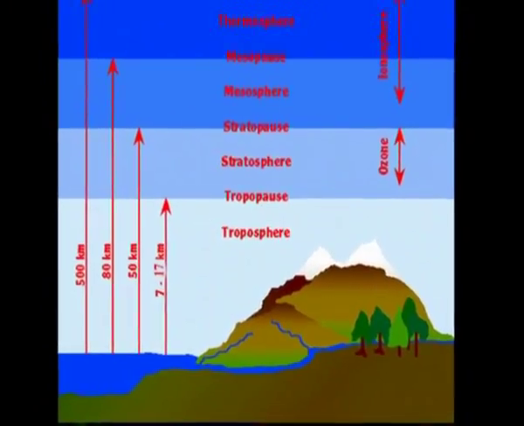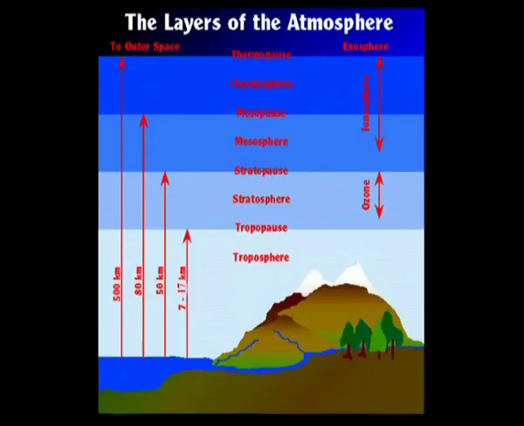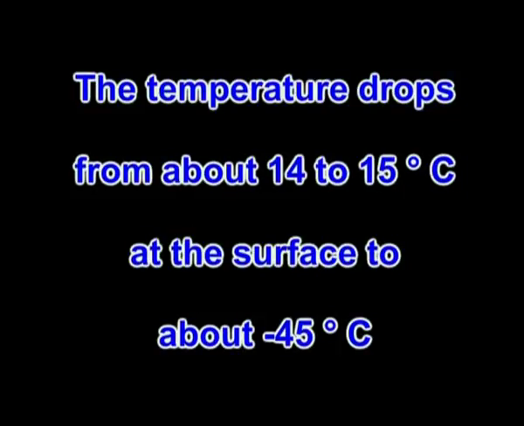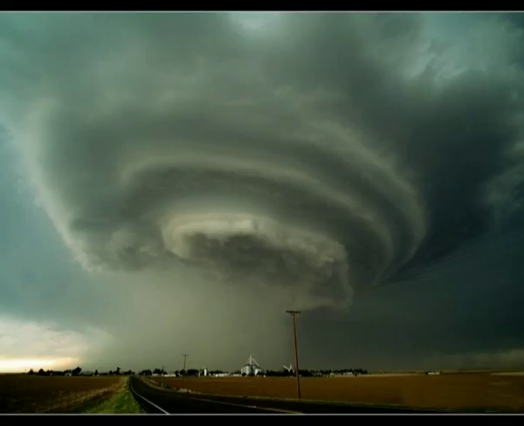As the density of the air in this layer decreases with height, the air temperature also decreases with height. The temperature drops from about 14 to 15 degrees Celsius at the surface to about minus 45 degrees Celsius at the top of the troposphere. All of our weather occurs in the troposphere. Almost all clouds and precipitation, weather fronts, hurricanes and thunderstorms are tropospheric phenomena.